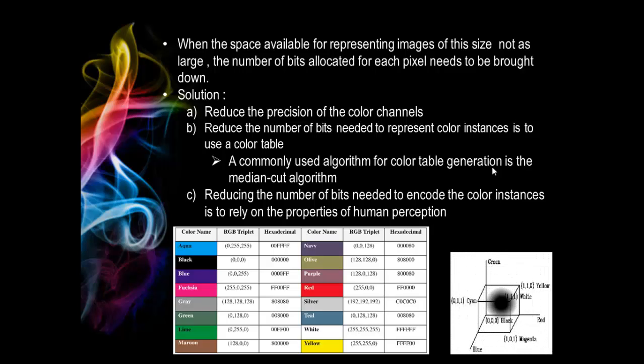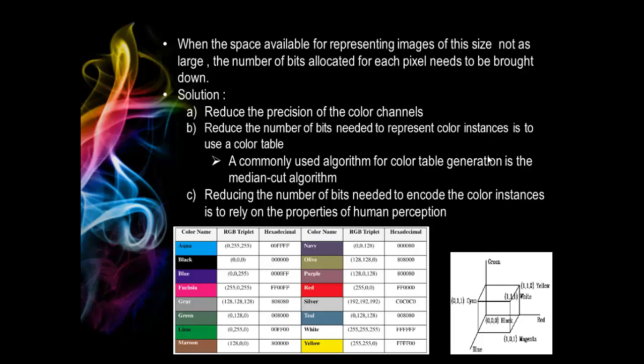When the space available for representing images of this size is not as large, the number of bits allocated for each pixel needs to be brought down. Solution 1: reduce the precision of the color channels. Solution 2: reduce the number of bits needed to represent color instances by using a color table. A commonly used algorithm for color table generation is the median cut algorithm.